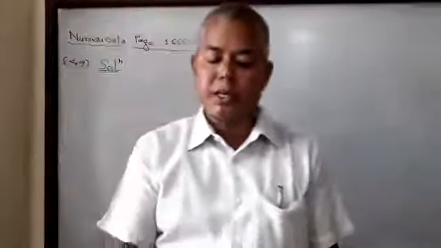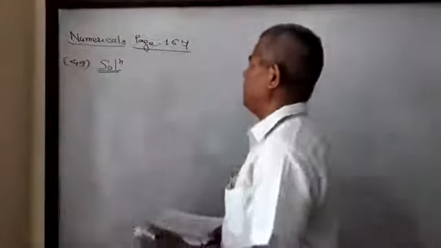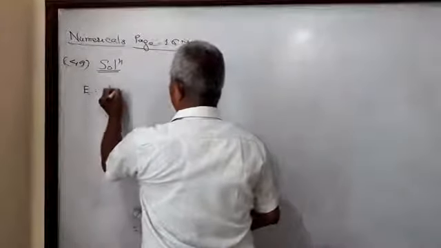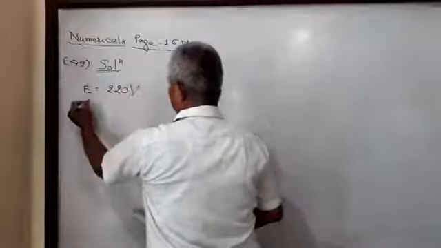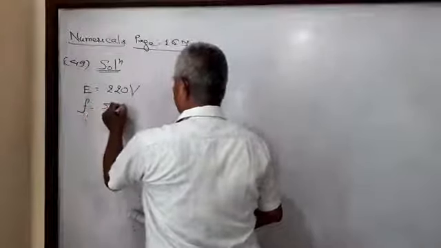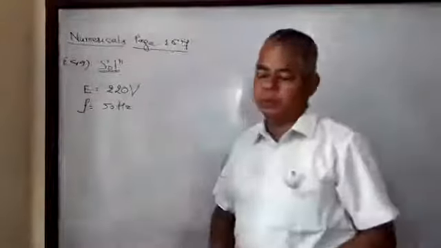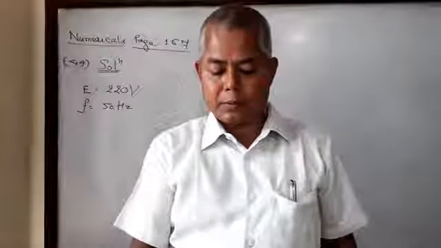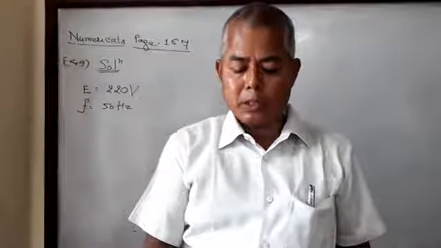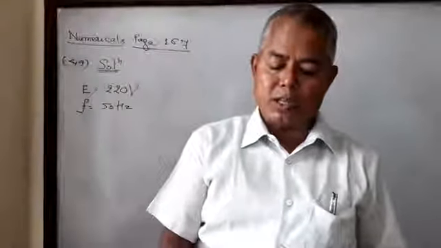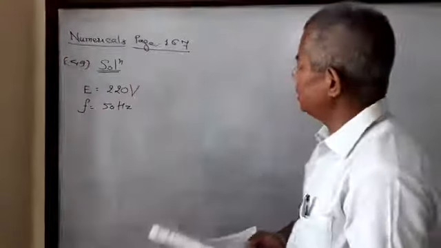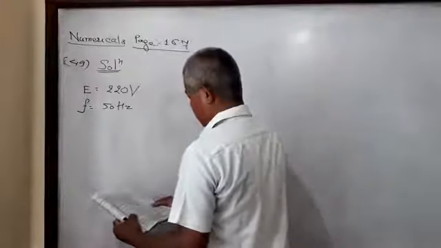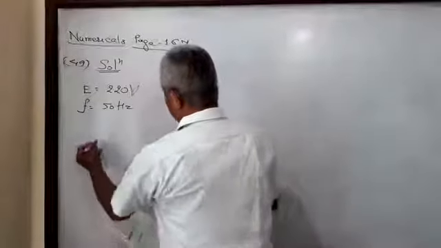Means there is an AC source whose EMF, that is E, has value 220 volt, whose frequency is 50 Hz. The circuit contains resistor R, inductor L and capacitor C, means LCR together. All are in series, and their values are given to us.